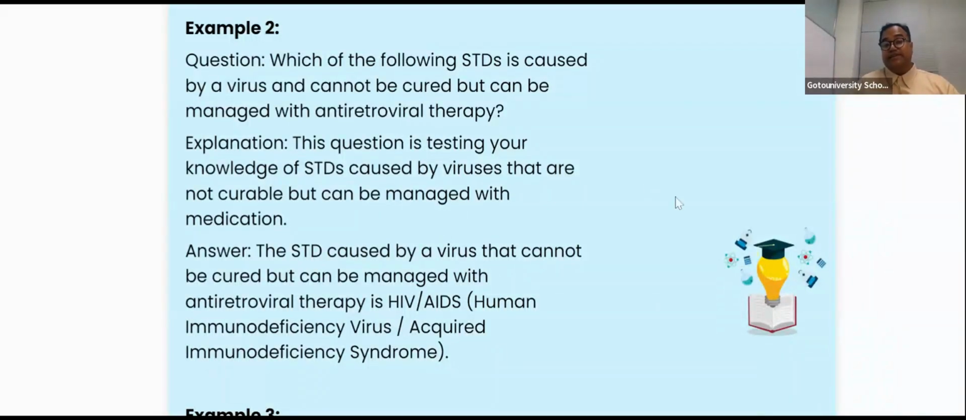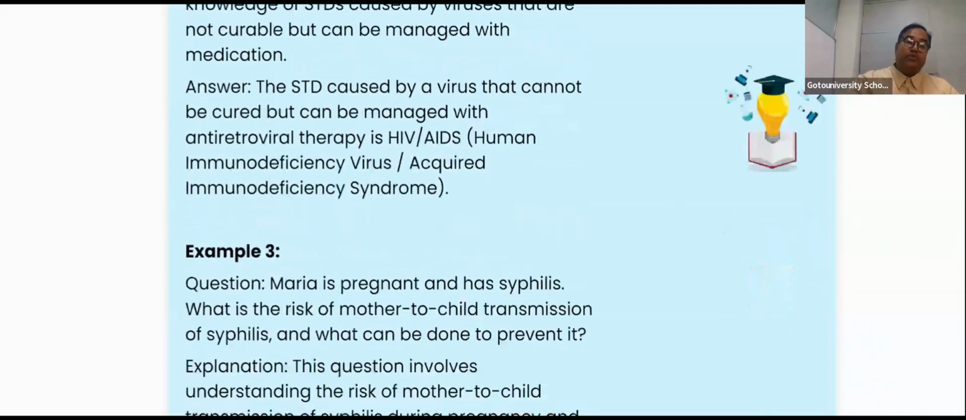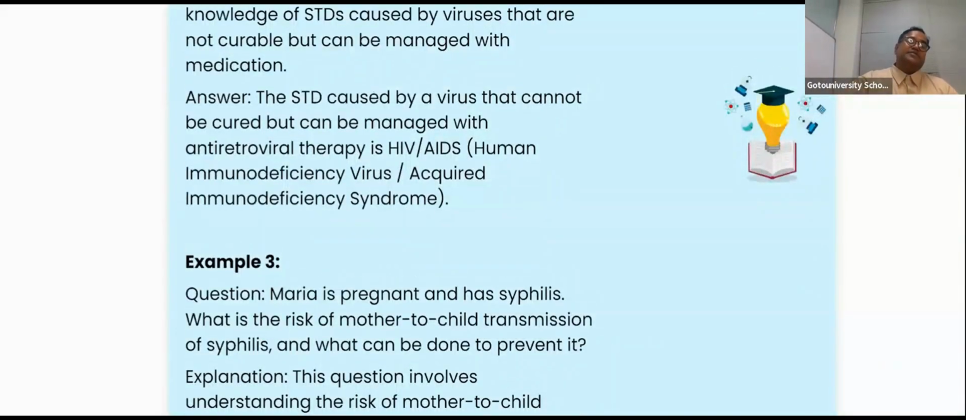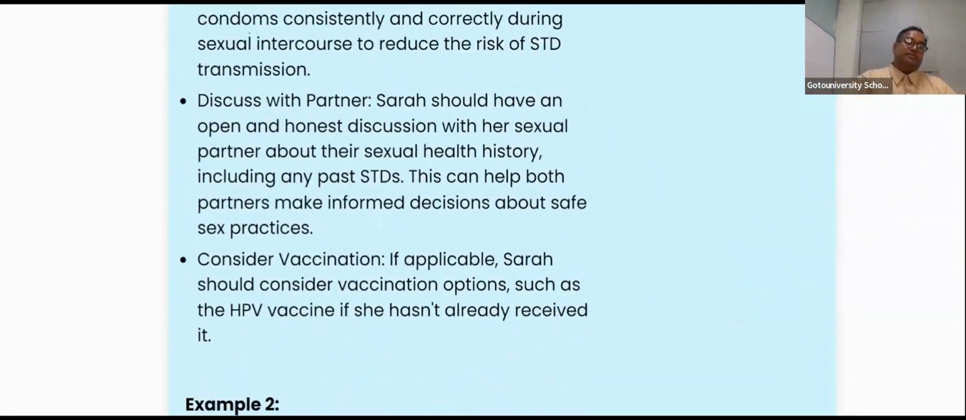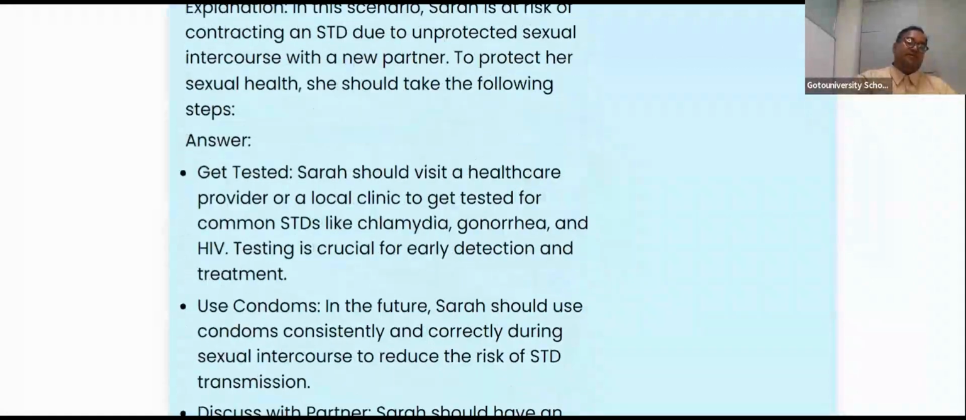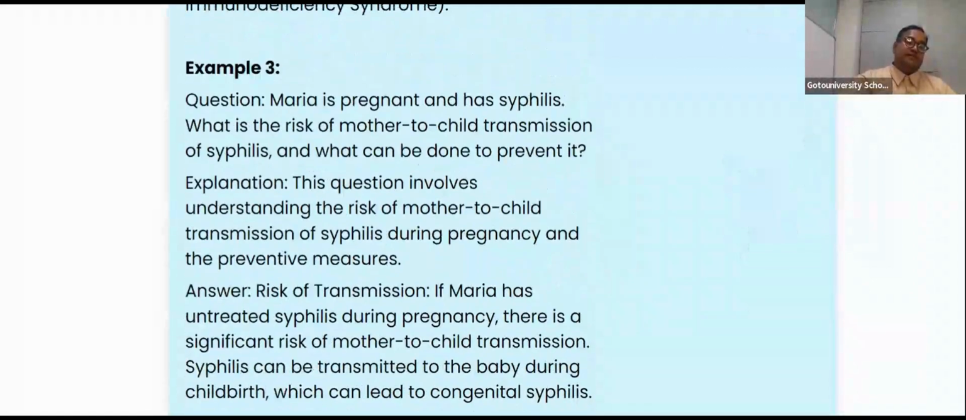Which of the following STDs is caused by a virus and can't be cured? So HIV can't be cured, right? Why? Because HIV completely brings the entire defense mechanism under its control. That is the reason why we can't cure it, right? And now we are coming to the next important phase, example 3.